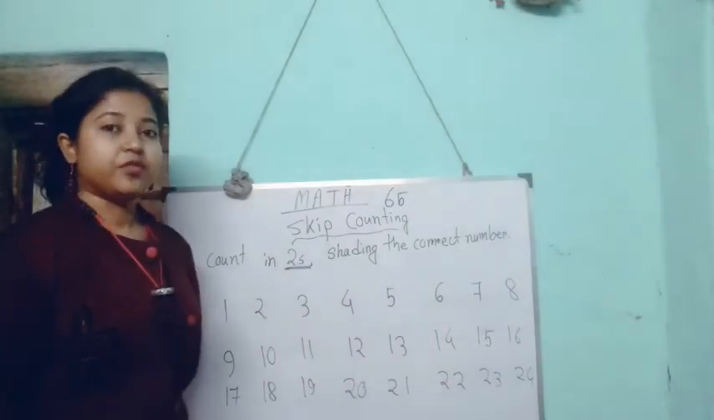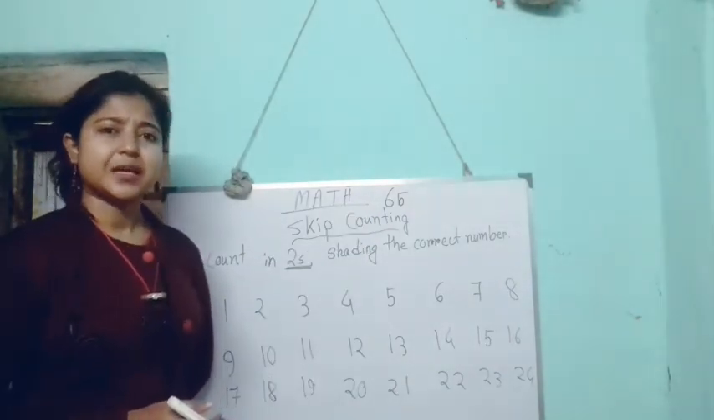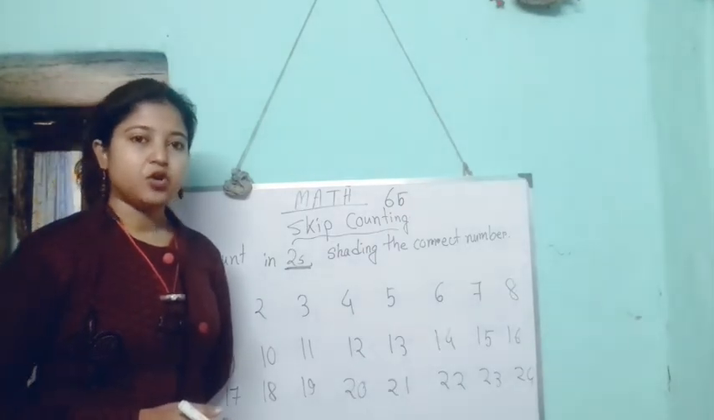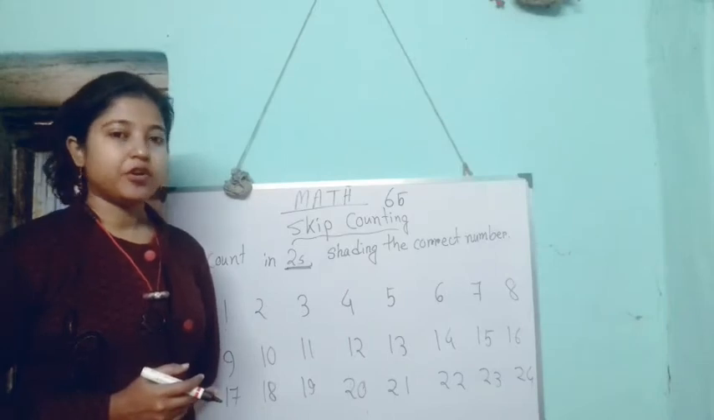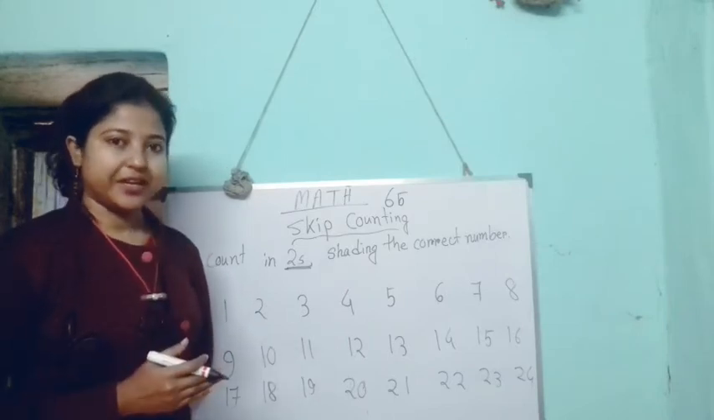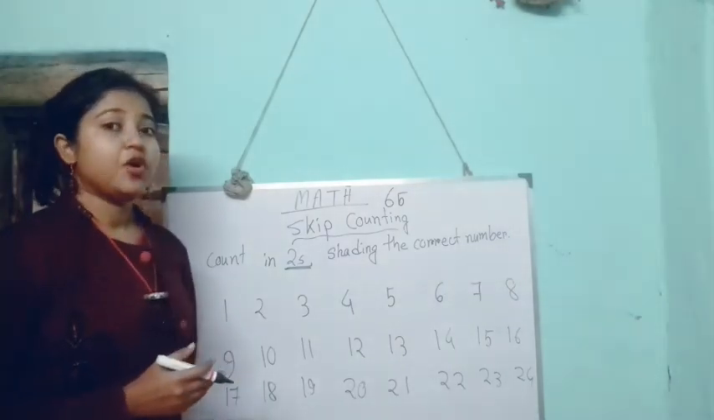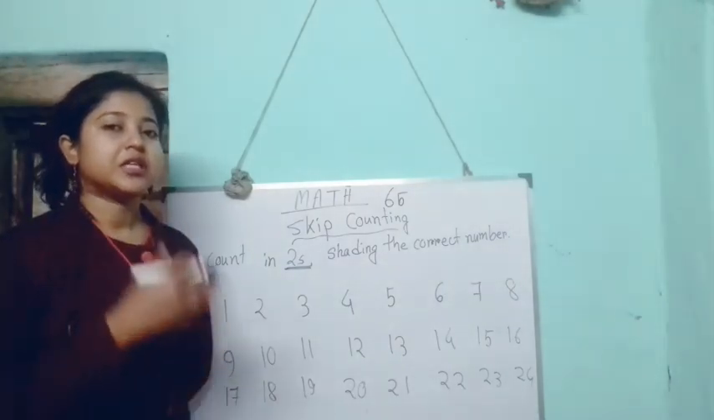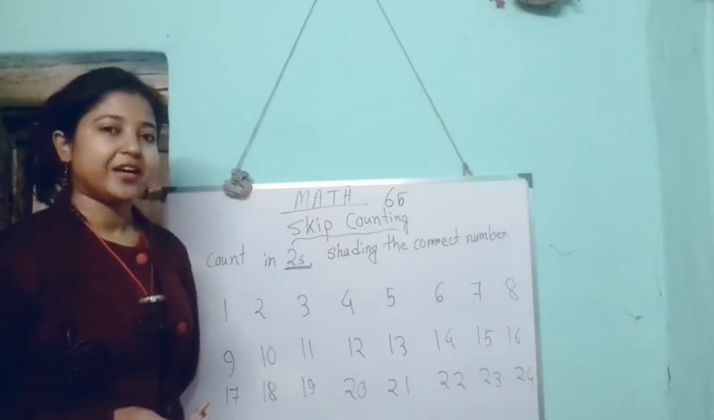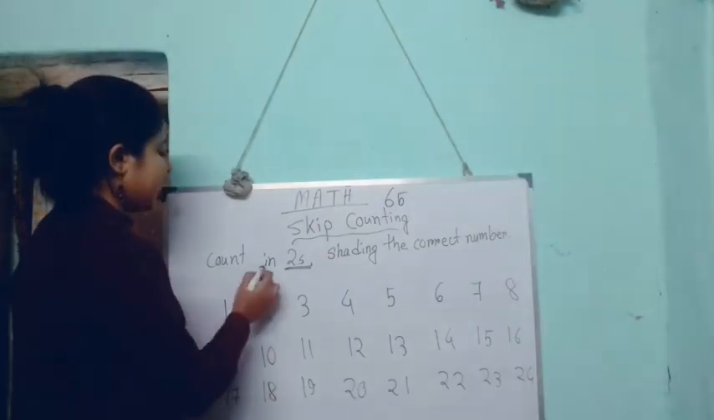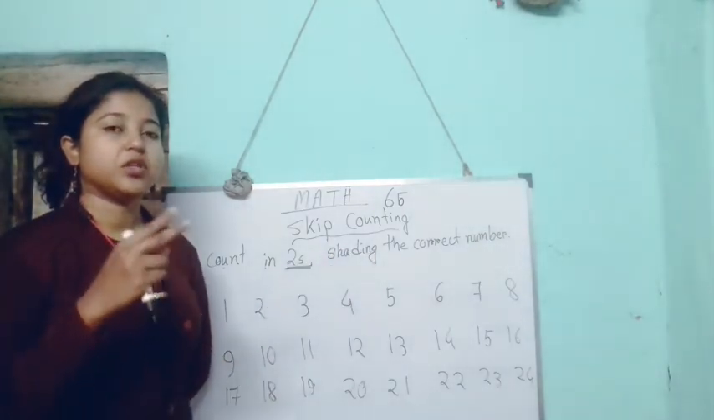So now we will do page number 65, that is skip counting. What is skip counting? While we count, we count 1, 2, 3, 4, 5, 6 like this. We don't leave any number. Do we leave any number? No, we don't leave any number. Here we have to skip one number or two numbers or three numbers while we are counting. How can we do that? Look here. Count in 2s, shading the correct number. That means we have to count the 2s.